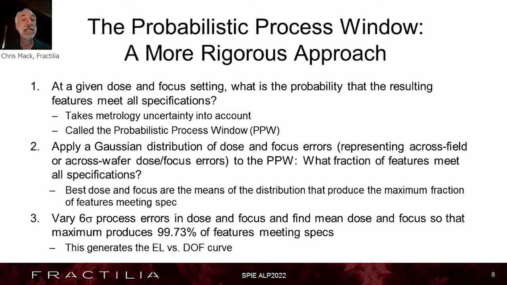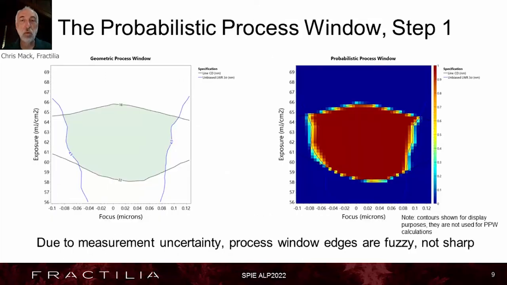Then we repeat that process for differing amounts of process errors, plus or minus 3 sigma. We do this repeatedly, and we look for the range of process errors that produce exactly 99.73% of features meeting specs. Well, that's just the Gaussian cutoff for plus or minus 3 sigma of the features that meet spec, which is our typical way of speccing things. By doing this over and over again, we generate the exposure latitude versus depth of focus curve. All right, what's the difference?